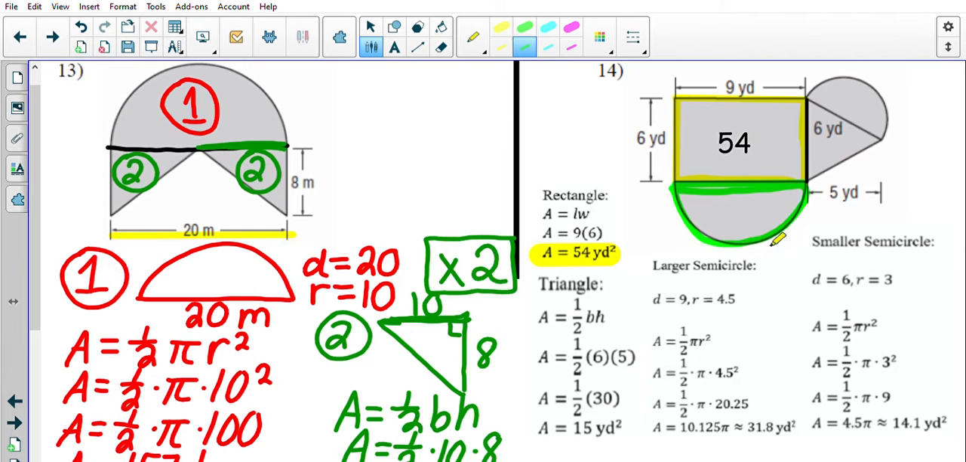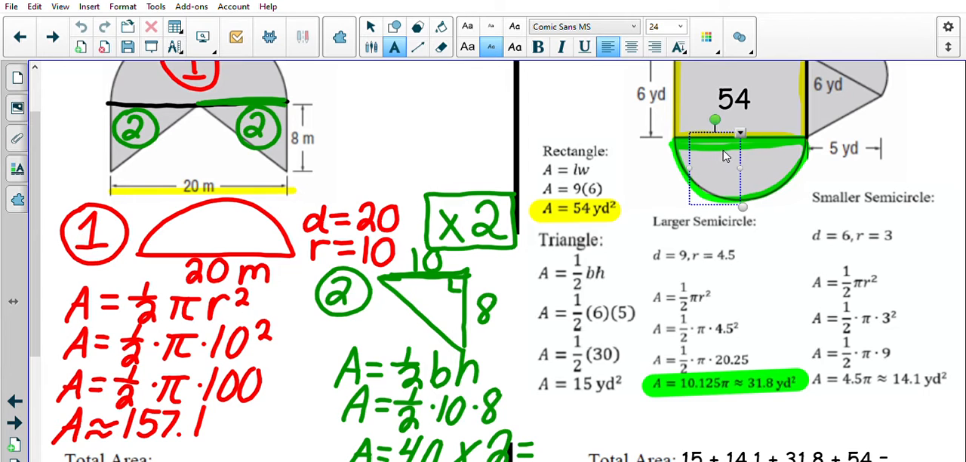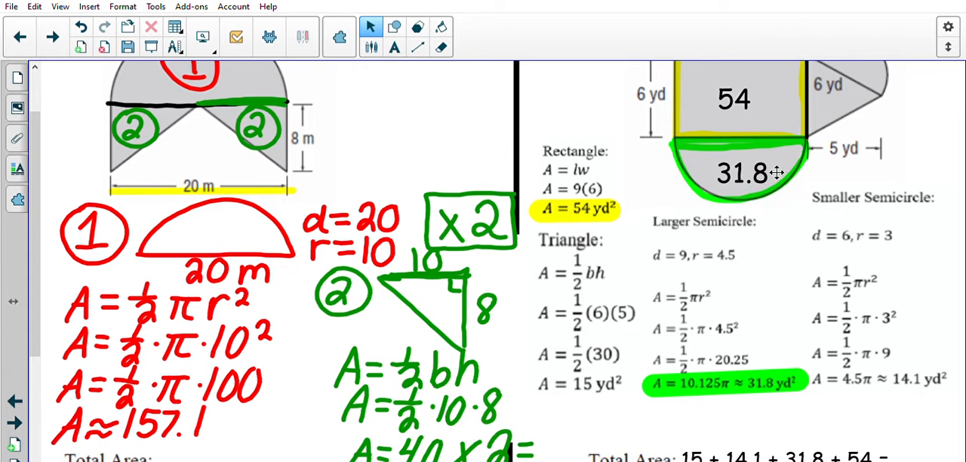So since it's a half circle or semicircle, don't forget to do half pi r squared. So you do half times pi times 4.5 squared. You don't need to show this next step necessarily, but we're going to end up getting about 31.8 yards for the area of that semicircle. So I'm going to type that in that space. That's about 31.8 square yards. You don't need the labels on your work here. On your final solution, you should put it though.